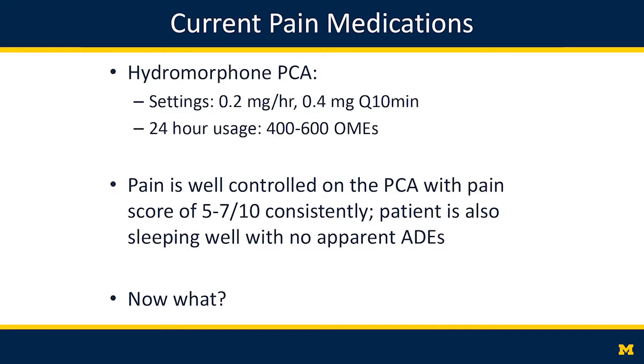He stated to us that his pain is well controlled on the PCA. His scores were 5 to 7 out of 10. He was doing what he wanted to do other than eating, is what he was telling us. He was sleeping well. He had no side effects from the drugs. So the question is, how do we get this man home?